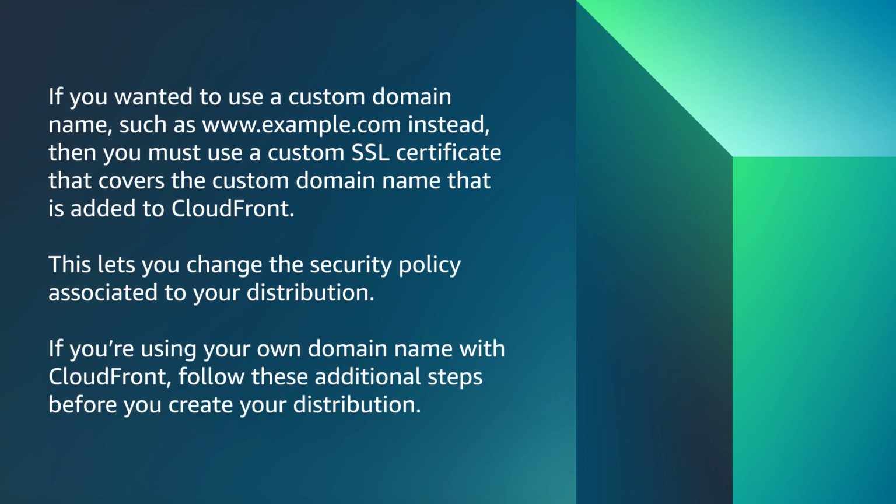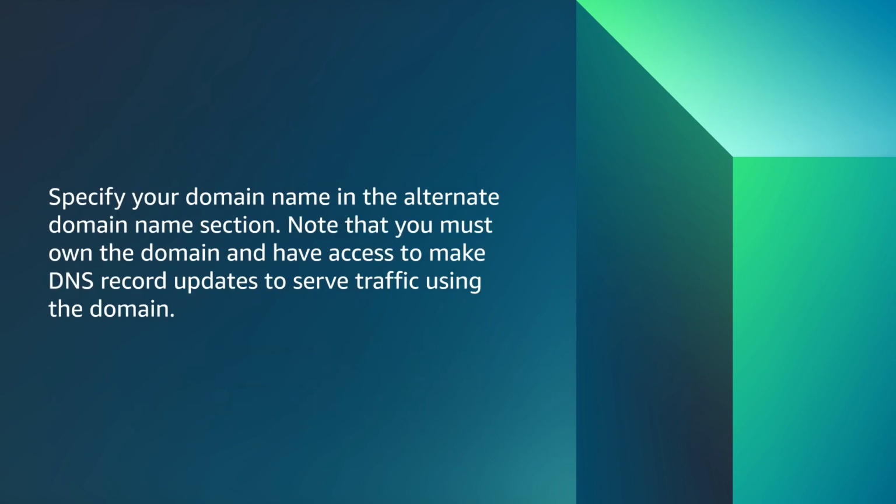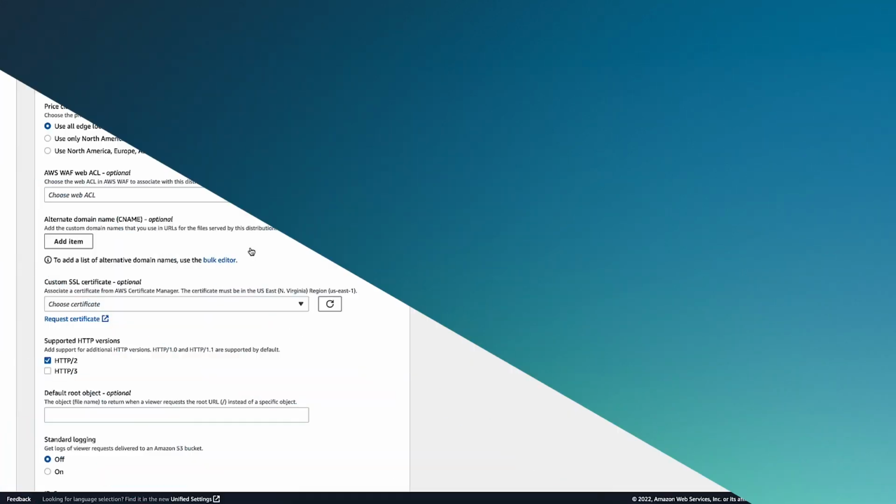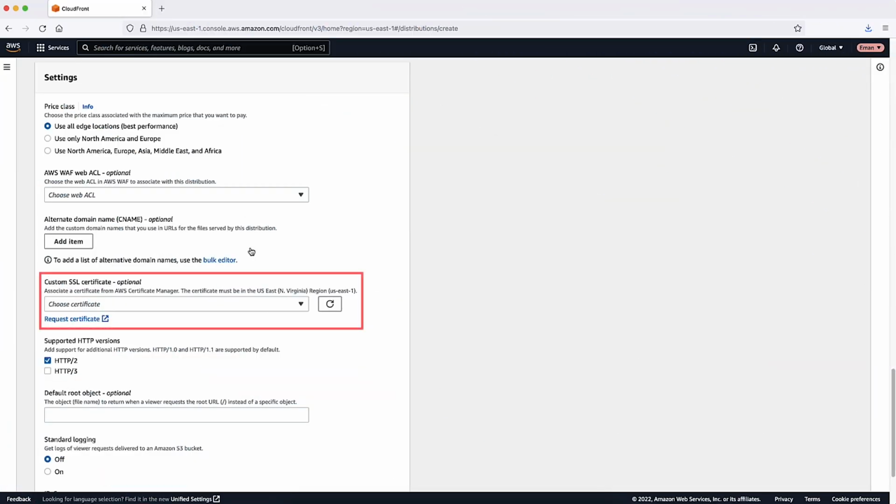If you are using your own domain name with CloudFront, follow these additional steps before you create your distribution. Specify your domain name in the alternate domain name section. Note that you must own the domain and have access to make DNS record updates to serve traffic using the domain. Next, configure the custom SSL certificate. Choose Custom SSL Certificate.